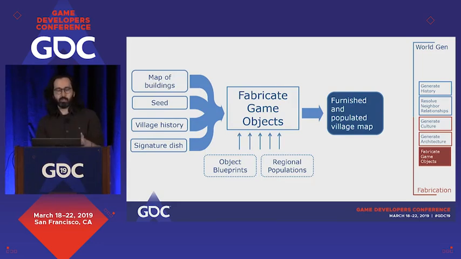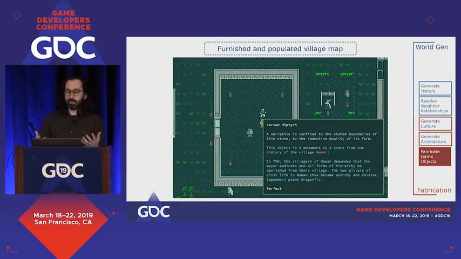Now, what are we actually outputting as this step? Well, it's the last step here, right? So our output is actually going to be a furnished and populated village map. An example of that is going to look like this monument here. We have the monument hall that came in from the generate architecture step, last step. So we're going to build that here. We have the actual specification for what a monument looks like defined in a blueprint somewhere, and we fabricate that.